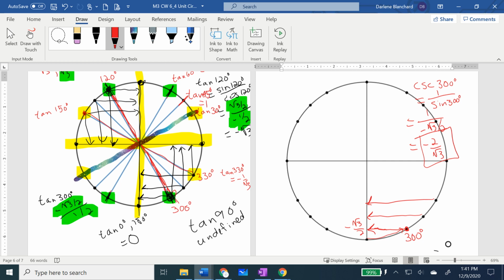I'm hoping that at this point, many of you are feeling confident with finding these functions for particular angles. Now, going backward is when we have to find the angles given the answer to the trig function.